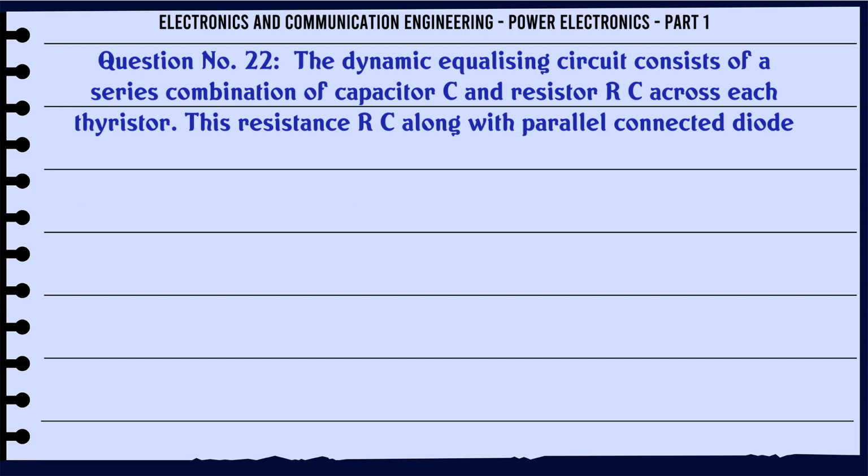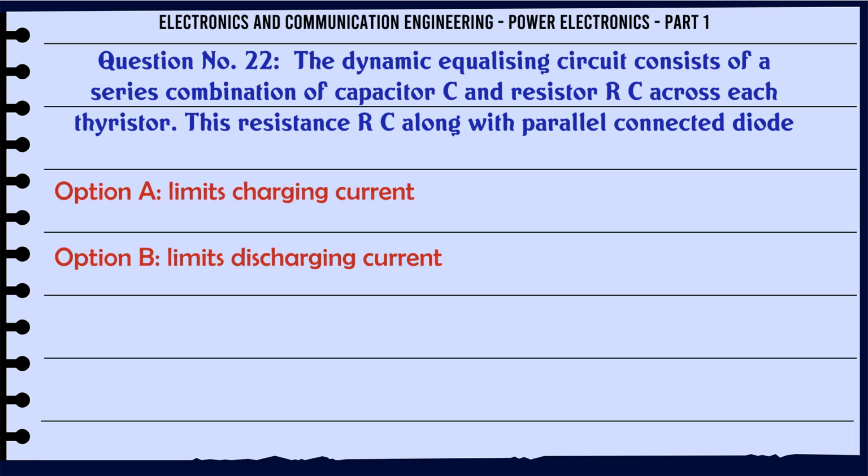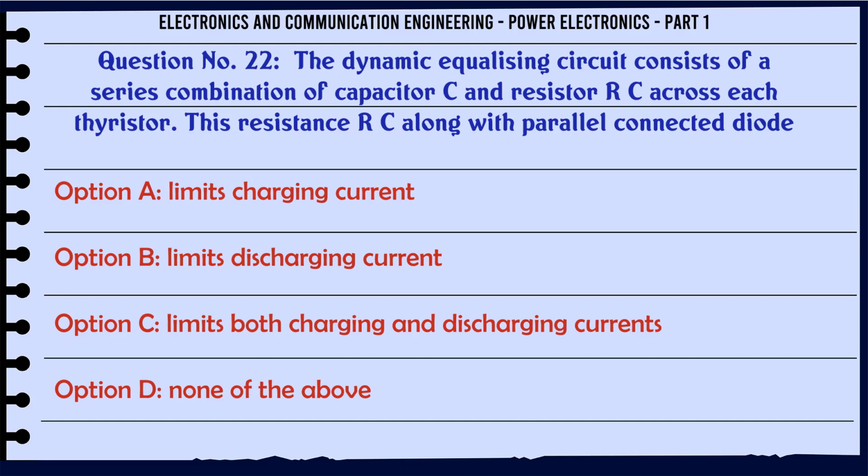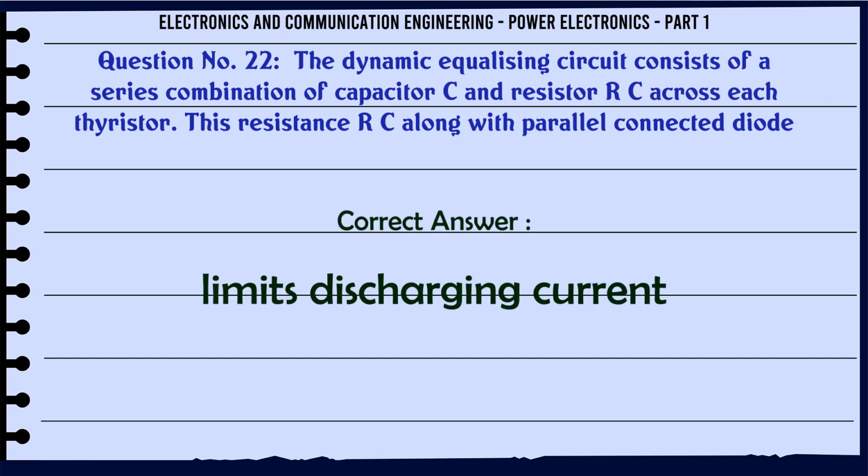The dynamic equalizing circuit consists of a series combination of capacitor C and resistor RC across each thyristor. This resistance RC along with parallel connected diode A limits charging current, B limits discharging current, C limits both charging and discharging currents, D none of the above. The correct answer is limits discharging current.